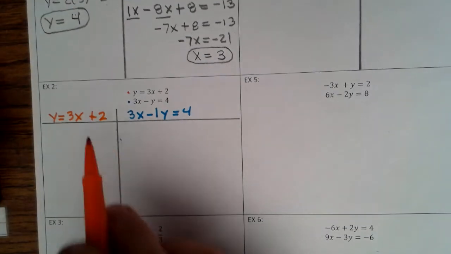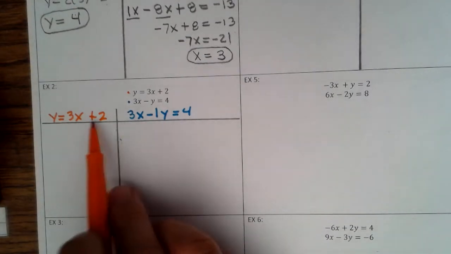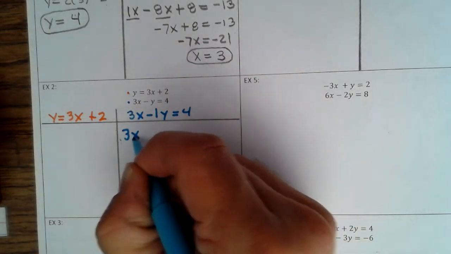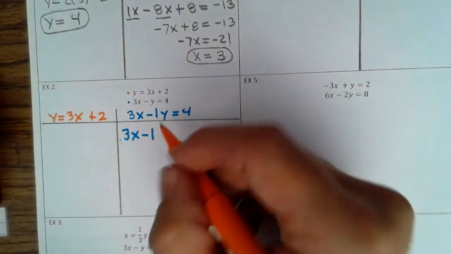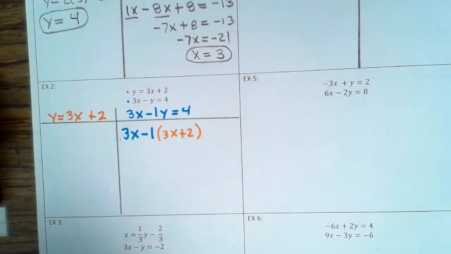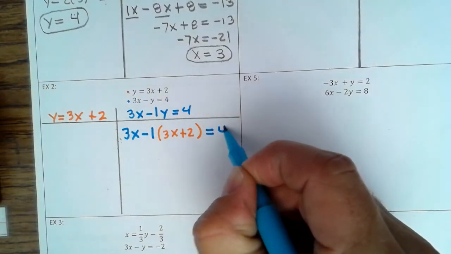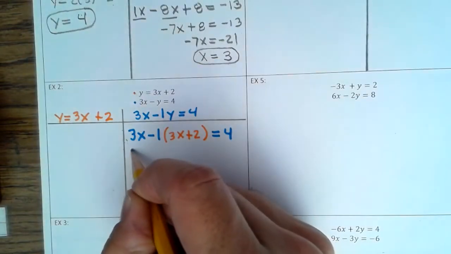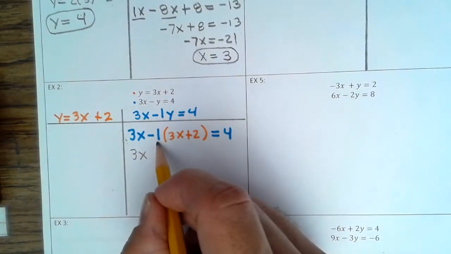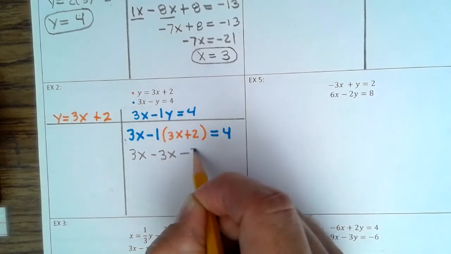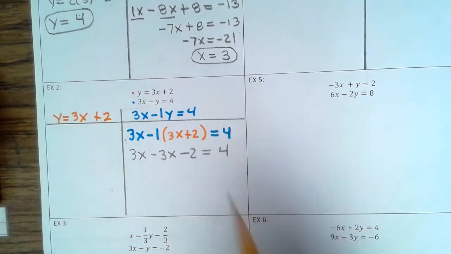Now you notice y equals 3x plus 2. Well, we can substitute that in for this y right here. So that's 3x minus 1 times 3x plus 2 equals 4. Now we only have one variable x. We'll solve for x. So that's 3x. We're going to distribute the negative 1. Negative 1 times 3x is negative 3x. Negative 1 times negative 2 is negative 2 equals 4.